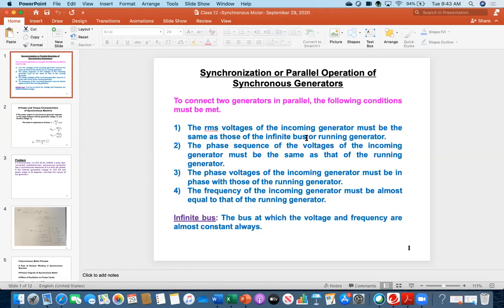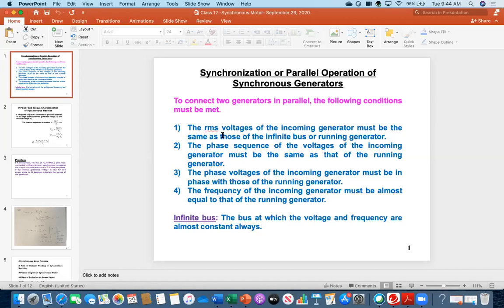Everybody see, I have written 4 points. The first point is RMS voltages of the incoming generator must be the same as those of the infinite bus or running generator. So this means that you have one generator already in service. For example, one generator is already running and you want to connect a new generator in parallel to the existing one. So when it says infinite bus or the running generator, it means that is already in place, running in the system.